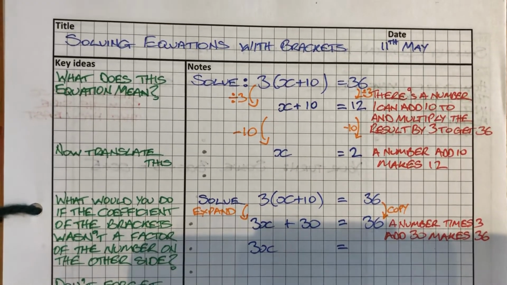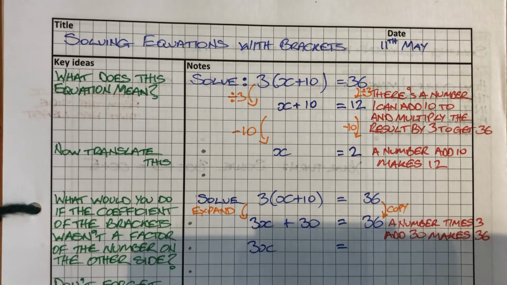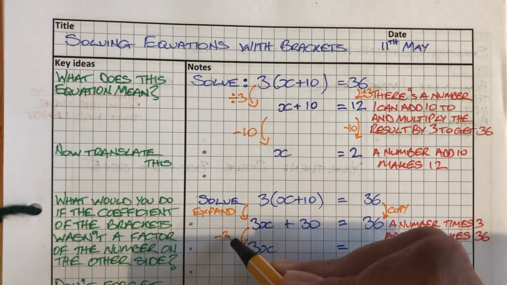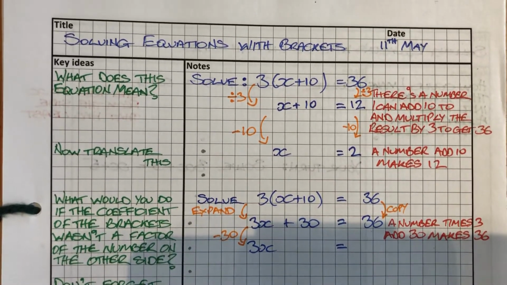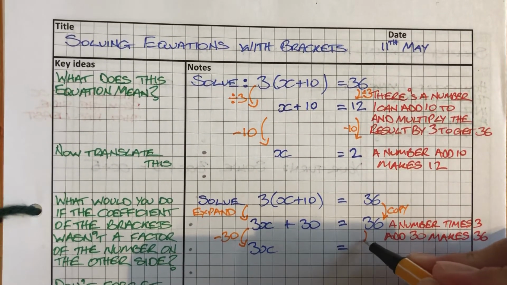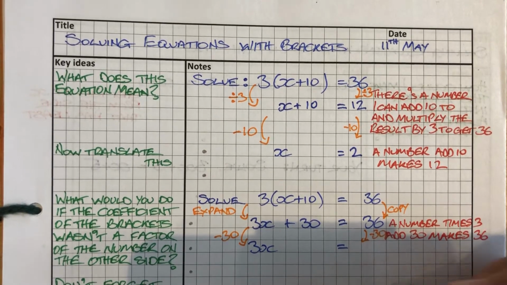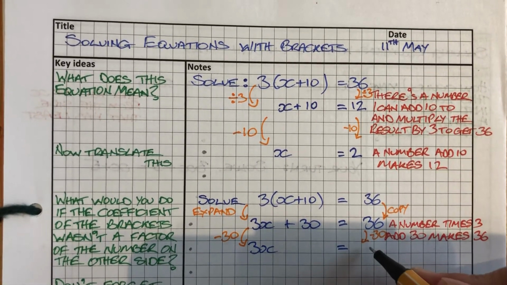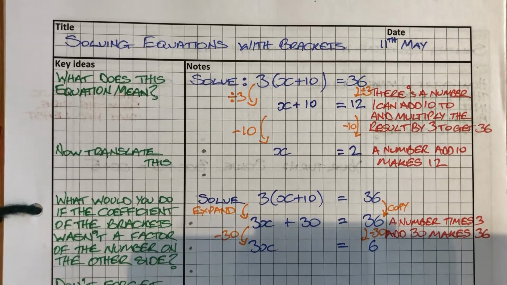Look, how do you get rid of add 30? The inverse of add 30 is take away 30. Whatever you do to one side, do to the other side. So 36 take away 30 is 6.